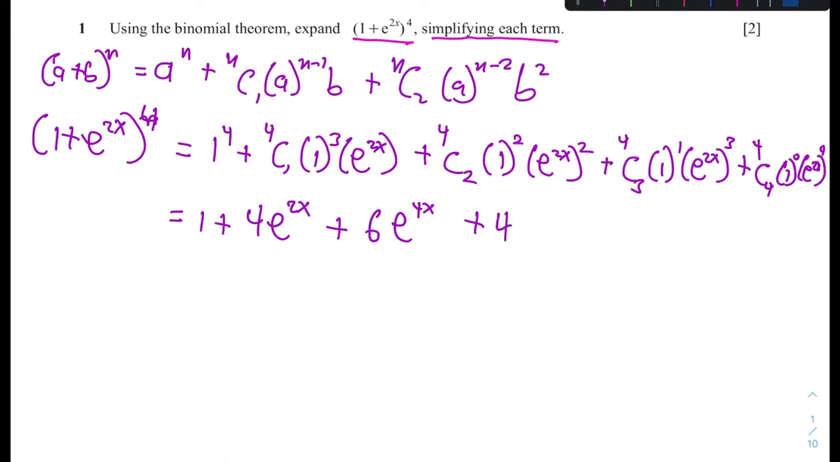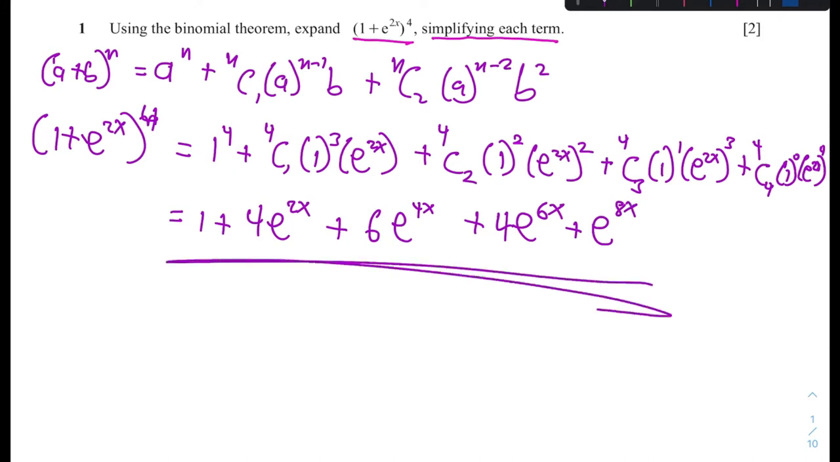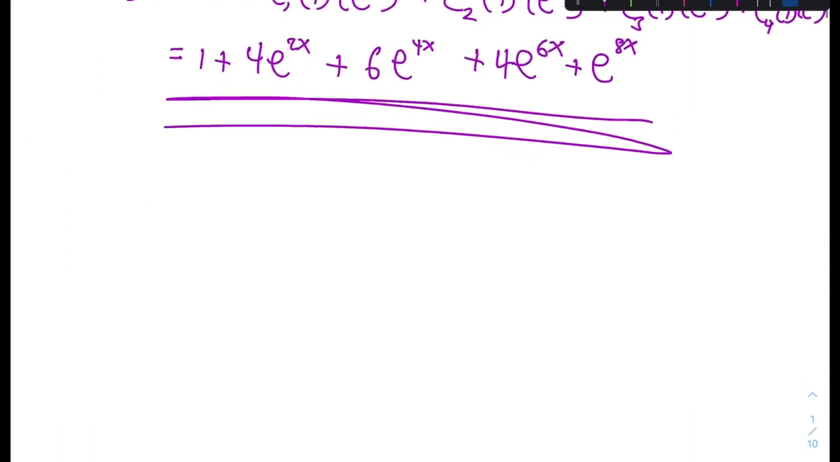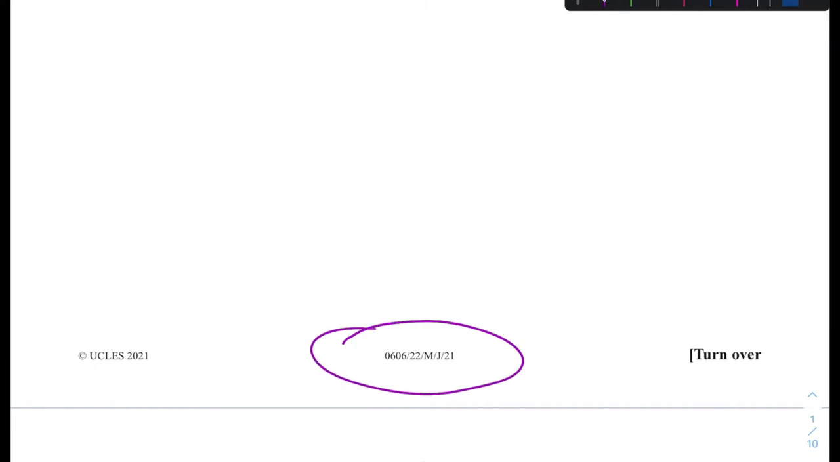So we have 4. Now be careful here because 3 times 2x is going to give you 6x, so e to the power 6x. Then the next one, 4 combination 4 is definitely 1, so you are just left with e to the power 8x, and then you are done. So you have fully expanded that question, and you are good to go. Actually, this question came in the year 2021 May June paper 2-2. All right, let's try our next question.